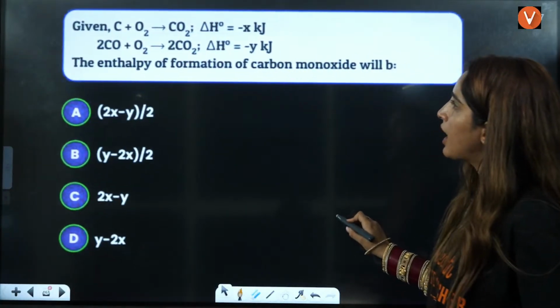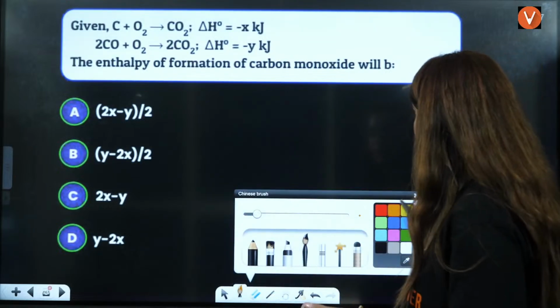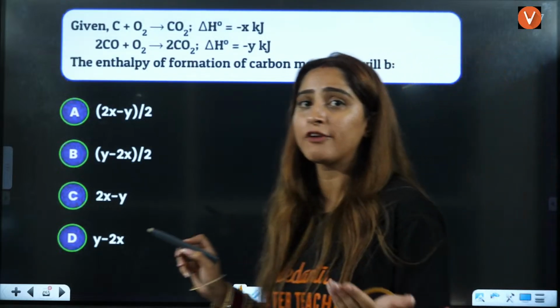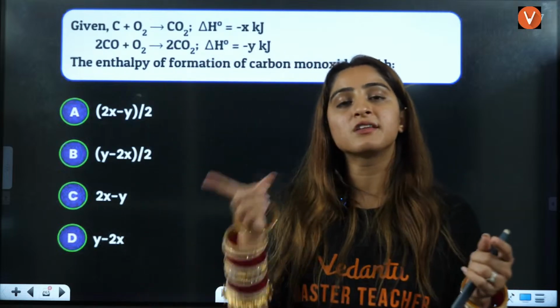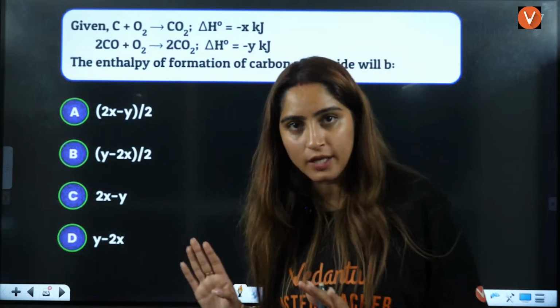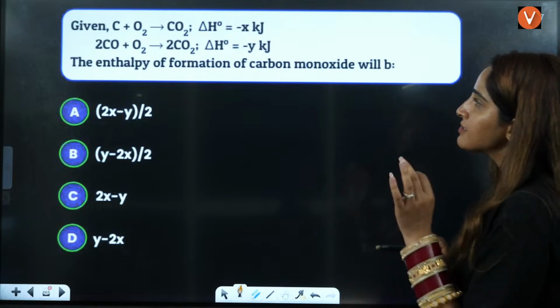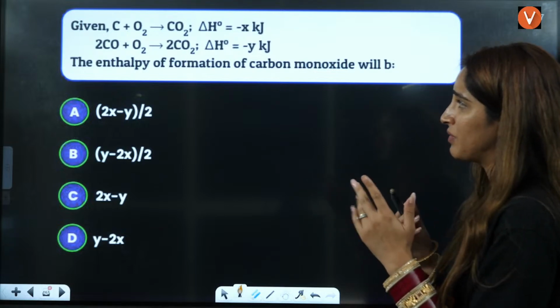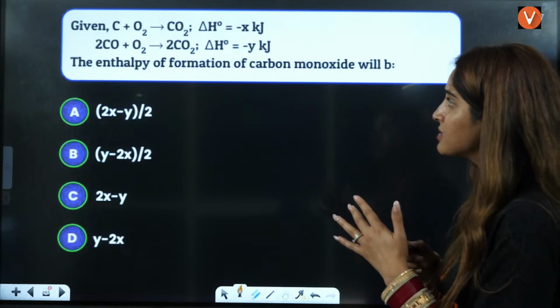Okay, next question is from thermochemistry. How are the questions asked from thermochemistry? Either from Hess's law, or you should remember that from bond energies, always it is reactant minus product. These are the two things that you should remember. So given is C plus O2 has this, and CO plus O2 is this.